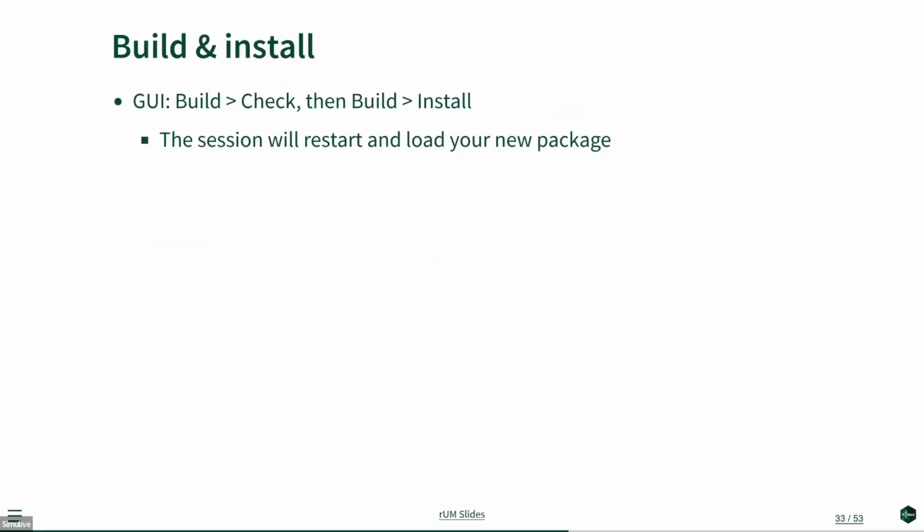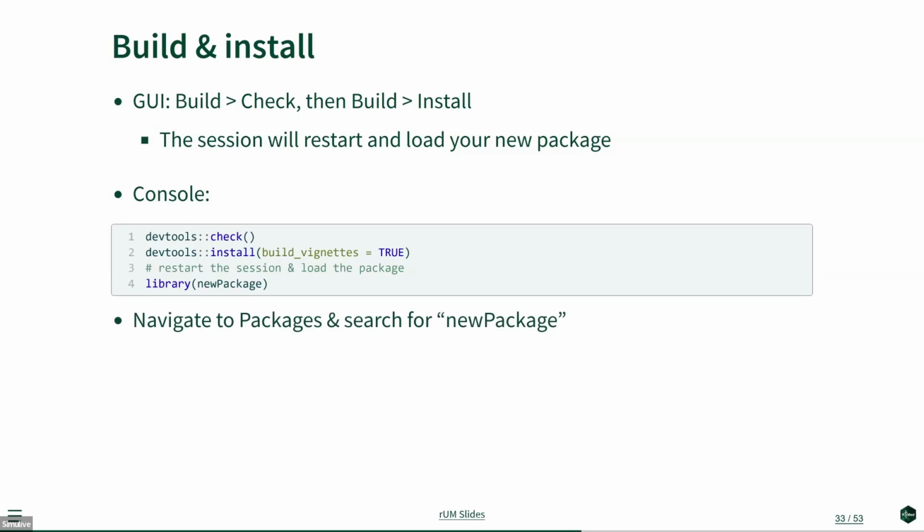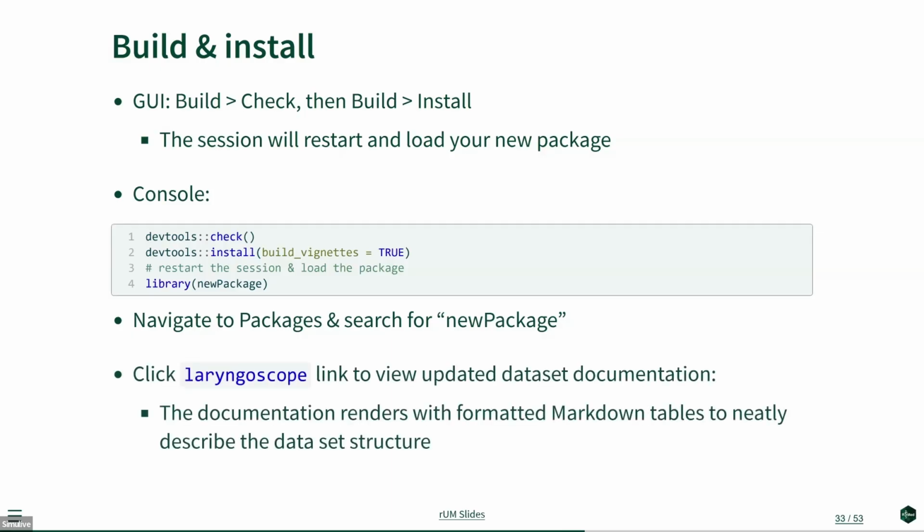So let's run through a check, and then we can build install. I like to use the console for this step to do DevTools check, but with DevTools install passing build vignettes equals true, I want to deliberately say, hey, take all the stuff I just created, bundle it into the package. That's what I prefer to use. And then I load the package itself. We will then navigate to the packages pane in our IDE and search for the new package after we refresh. Okay, and then we can see the new documentation that we've just used.